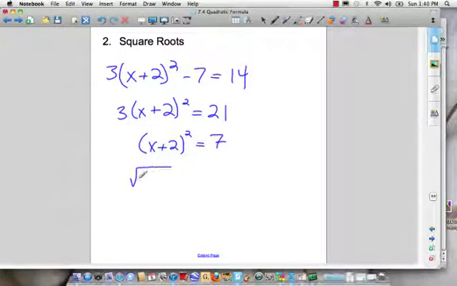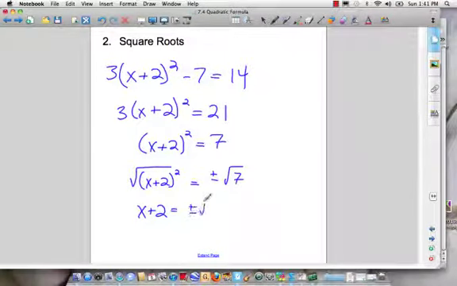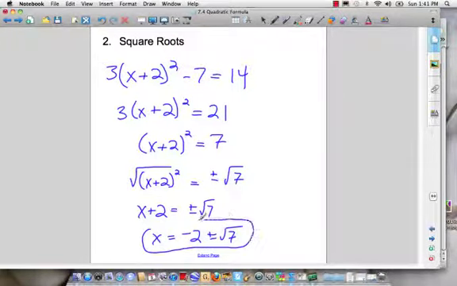Now I'm going to take the square root of both sides, remembering whenever I do that I need to introduce the plus or minus symbol. And then the square root of (x plus 2) quantity squared is x plus 2. I don't really know the square root of 7, so I'm going to leave it like that. And then the final step would be to add negative 2 to both sides. And the standard way of writing a number that involves an integer and a square root is to put the square root at the end. So there's a quick solution to another square root problem.